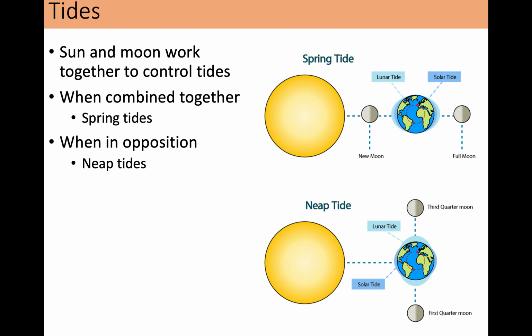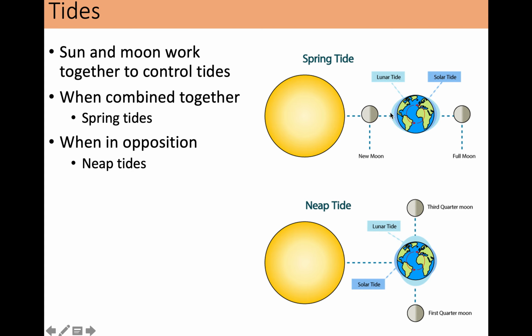So here now we see both. Here's spring tide on the top, where we have the teal light blue showing the lunar tide, and the more blue light blue showing the solar tide. So when we're in the new moon or the full moon phase, we have that alignment where the solar tide and the lunar tide add together and combine to be a super high tide.